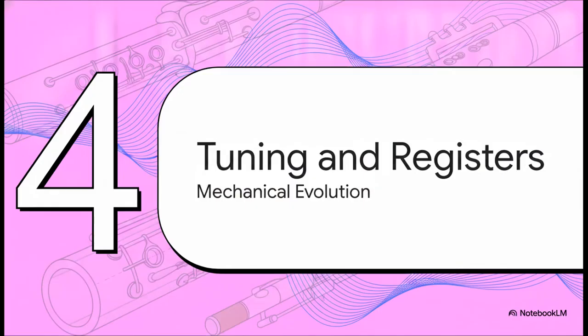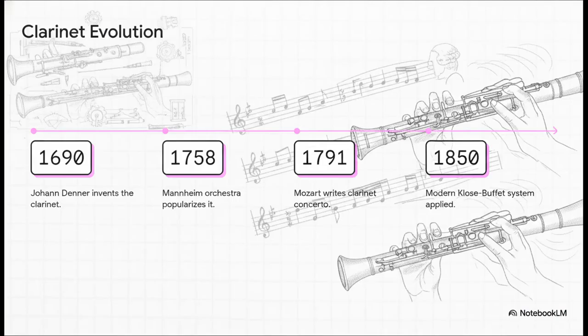All right, Section 4, instrument tuning and registers, and a bit of mechanical evolution. Taking a quick step back, it's actually fascinating to see how the mechanics of this instrument evolved. The clarinet was born way back in 1690 when Johann Denner took an instrument called the Chalumeau and added a register key to it, which raised the notes by a 12th. It got super popular in the 1700s, which of course led to Mozart writing his iconic concerto in 1791. But get this, it wasn't until around 1850 that Hyacinthe Klosé and Louis-Auguste Buffet applied the modern Boehm-inspired fingering system. And that is the exact same system your students are playing today.